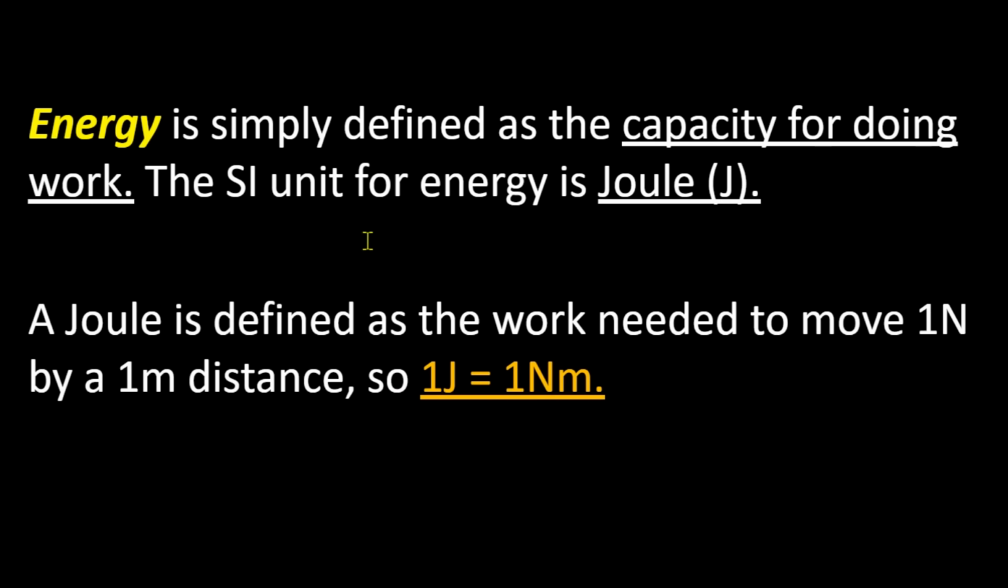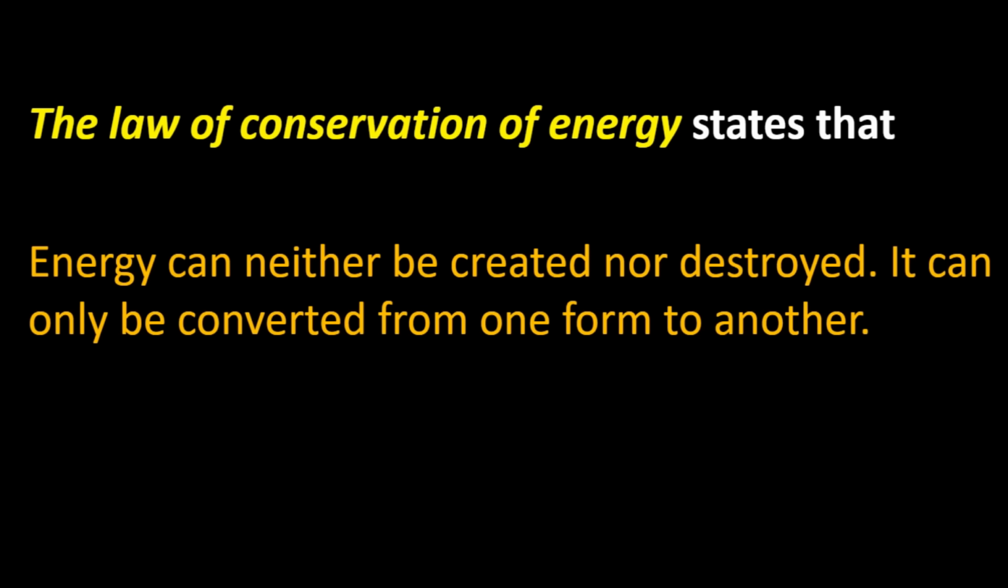Energy is simply defined as a capacity for doing work. The SI unit for energy is given as a joule. A joule is defined as the work needed to move 1 Newton by a 1 meter distance. So 1 joule is equal to 1 Newton meter. The law of conservation of energy states that energy can neither be created nor destroyed. It can only be converted from one form to another.